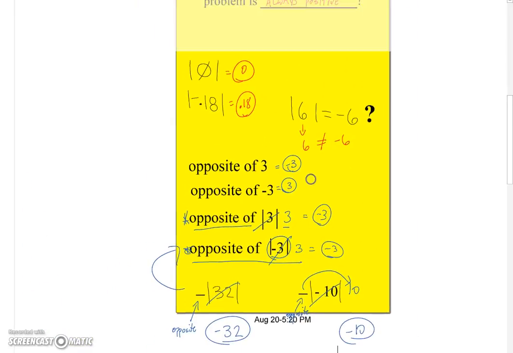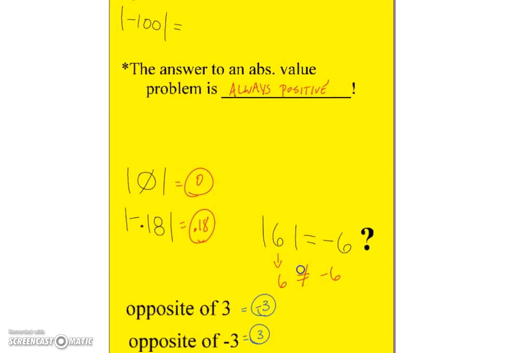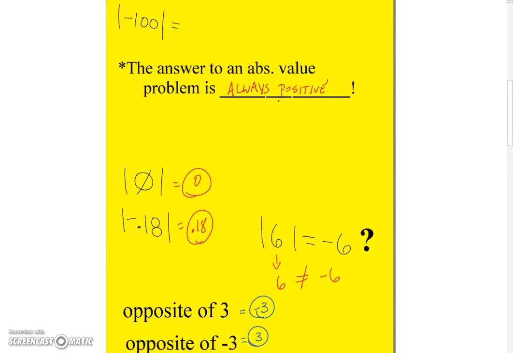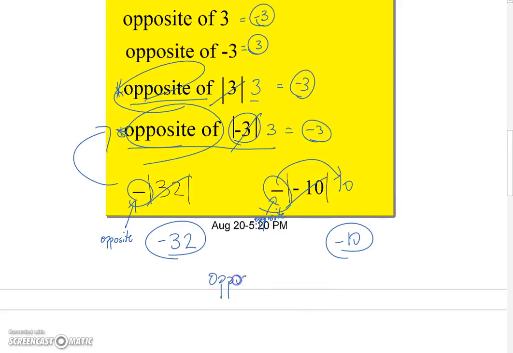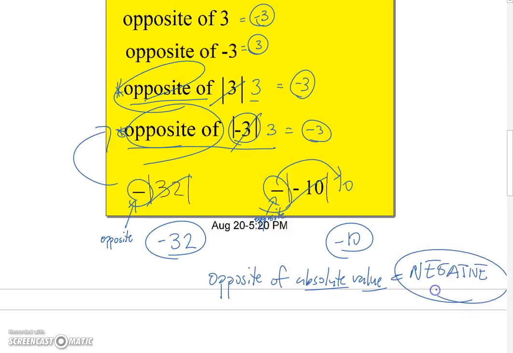So let's take a look at this for a second. If the answer to an absolute value problem is always positive, if we're going to take the opposite of absolute value, guess what our answer always has to be? Negative. So absolute value is always positive. If we took the opposite of something that's positive, it's always going to be negative. That's it.